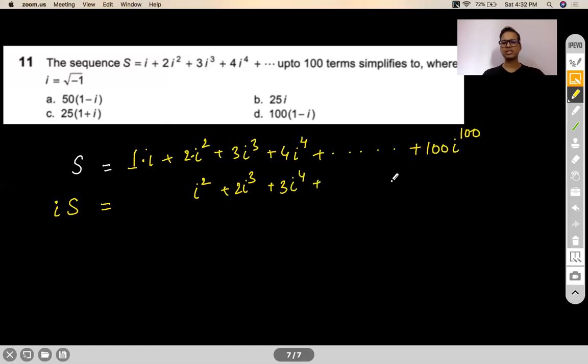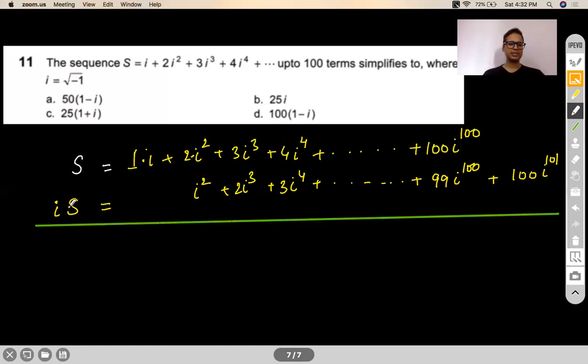Okay, and so on. So ultimately, this will have 99 i to the power 100 and it will just shoot this particular last figure and become 100 i to the power 101. Correct?